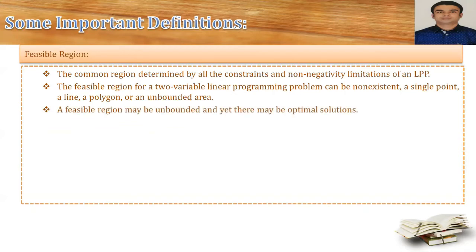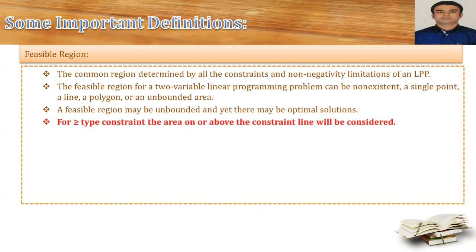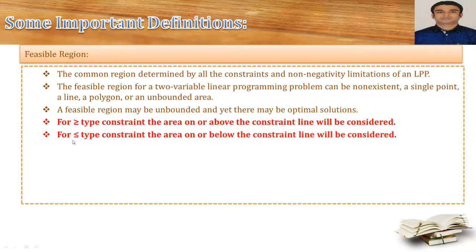Now, how can we find the feasible region? For that, 3 points are important. First, if our equation is of greater than or equal to type, then the feasible area is the area on or above the constraint line. For less than or equal to type, the area on or below the constraint line will be considered.